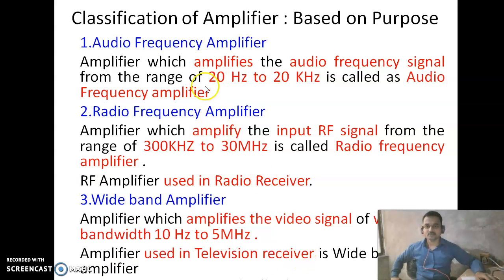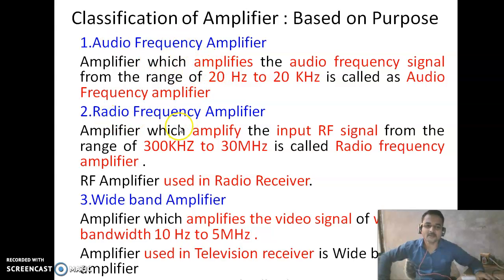I think you understood. The audio frequency amplifier is used in the amplification of the audible frequency range, that is 20 Hz to 20 kHz, which we can hear. What is the frequency range that we can hear? 20 Hz to 20 kHz. If you amplify that signal, it is called an audio frequency amplifier.